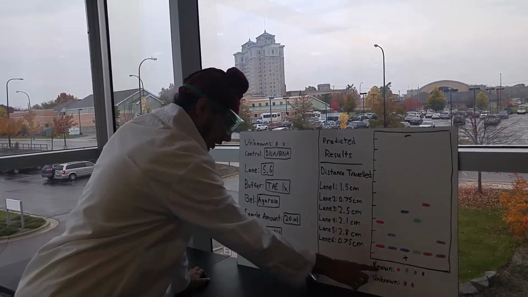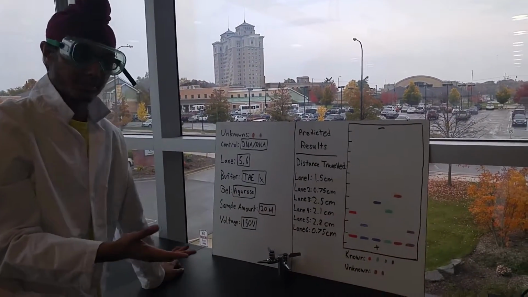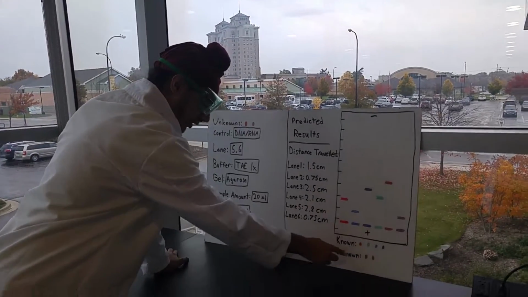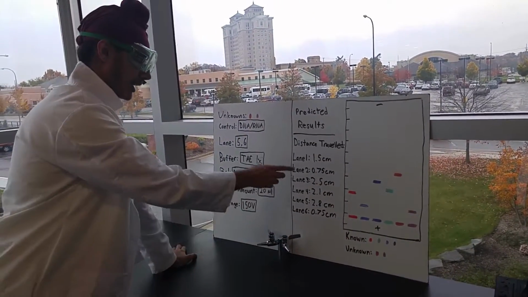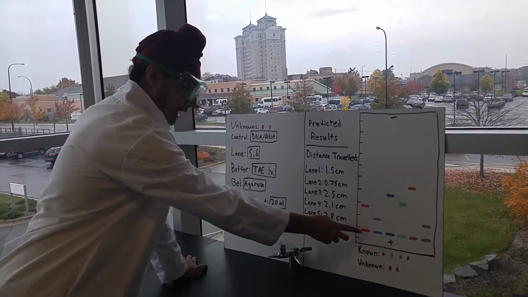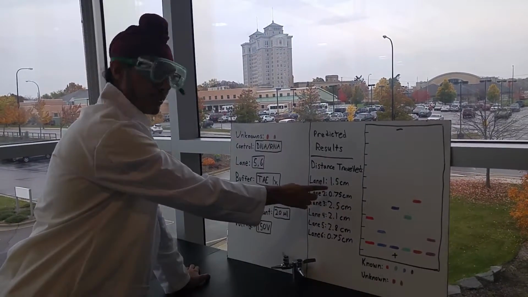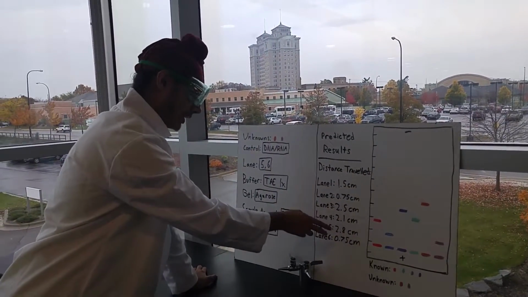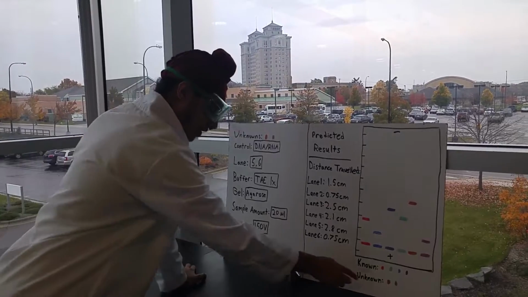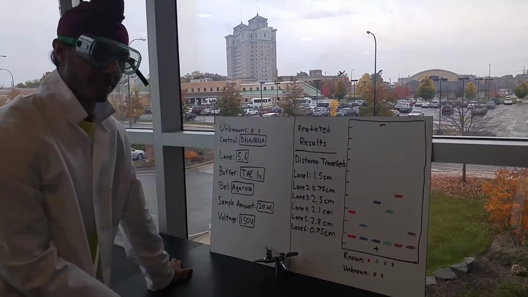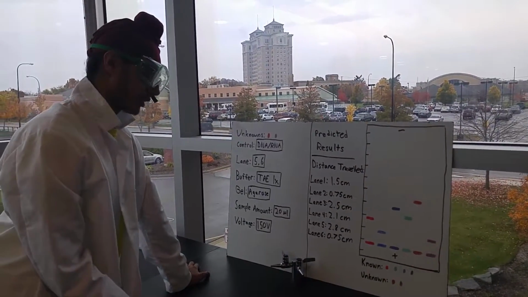And you also have the colors, because you have to assign a color to each sample, and you have the colors of the known samples and the unknown samples. And you also get the distances that each one traveled from its well. And using those distances, you can compare, and you can see which the unknowns are closest to, and then you can use that to find out what the unknowns are.